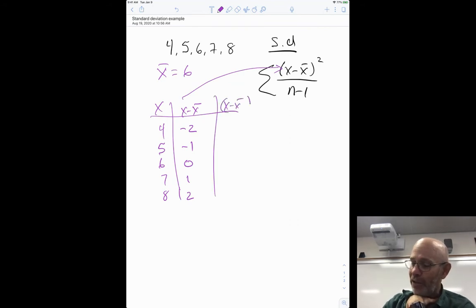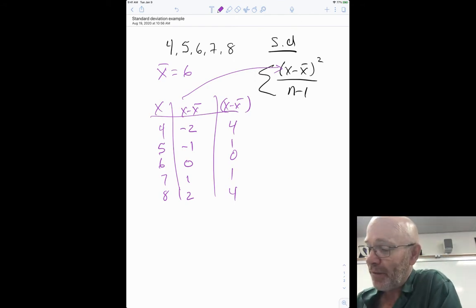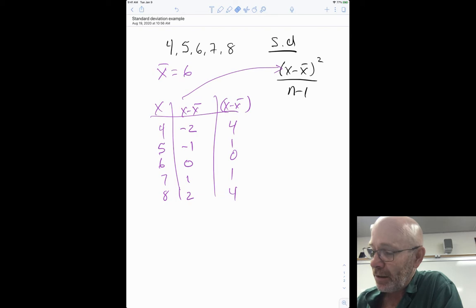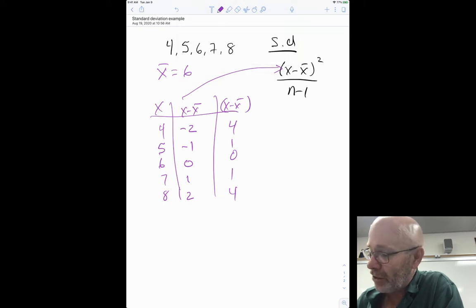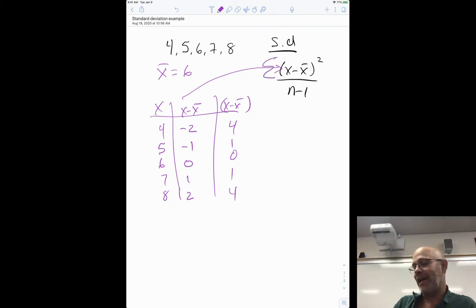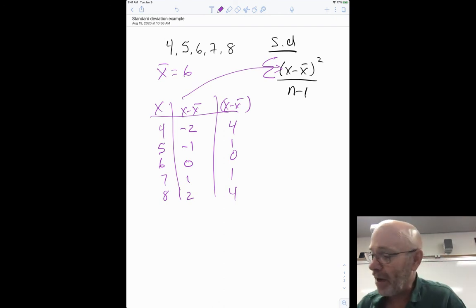Then we want to square these: 4, 1, 0, 1, 4. Then we want to add them all up. Oh, sorry. My little script was bad there. Let me fix this. Let me do a little erasing there. The little summation should be on the x minus x bar squared. We're going to add all those up, and then we're going to divide by n minus 1, and then we're going to take the square root.